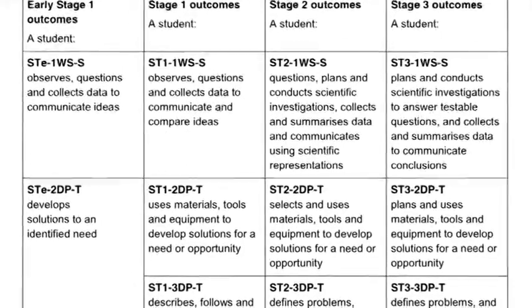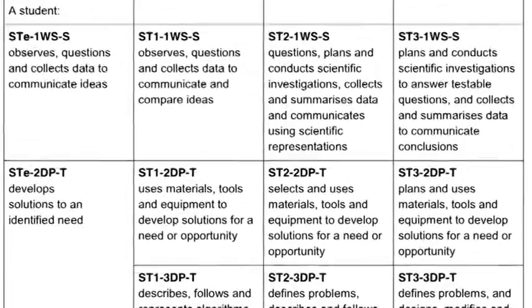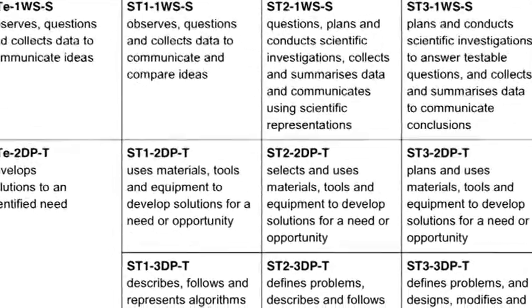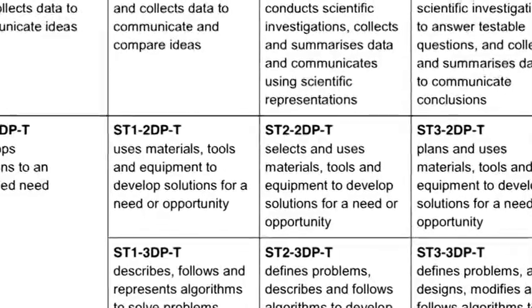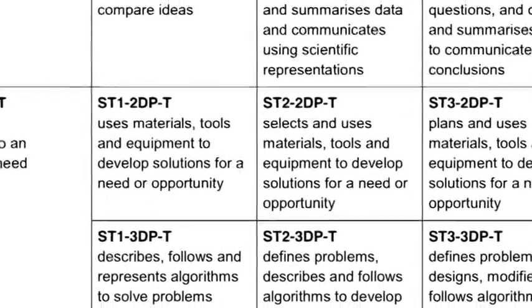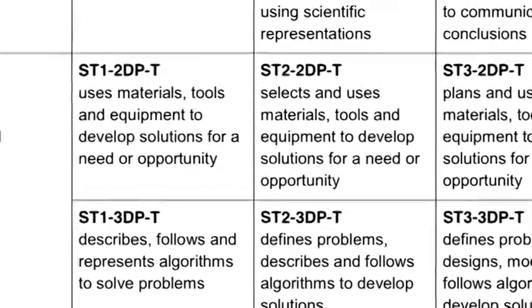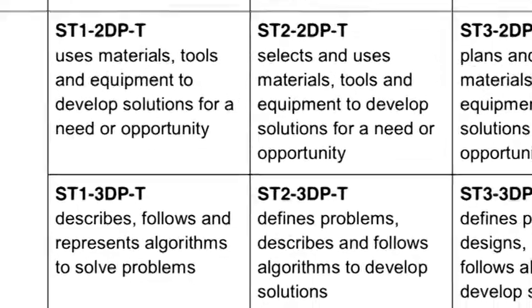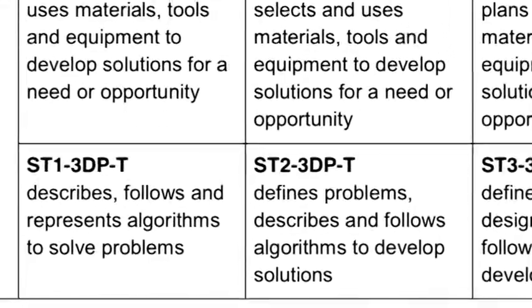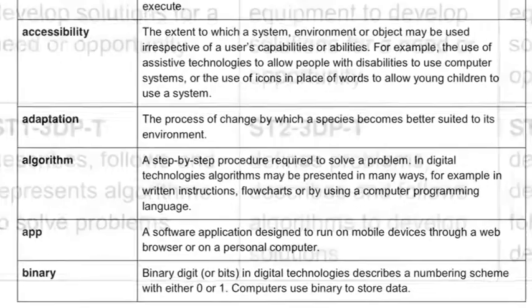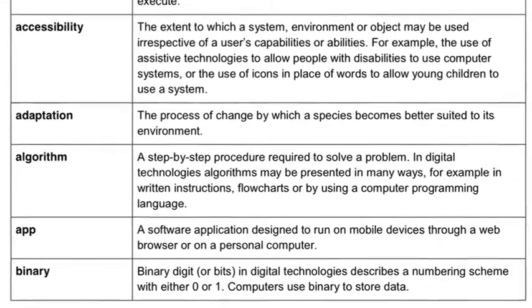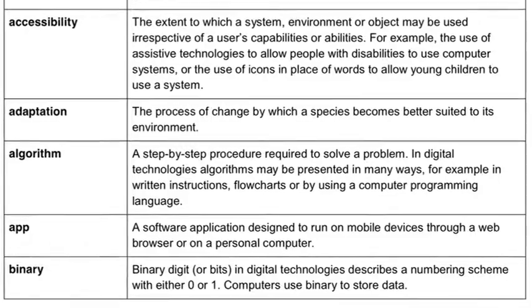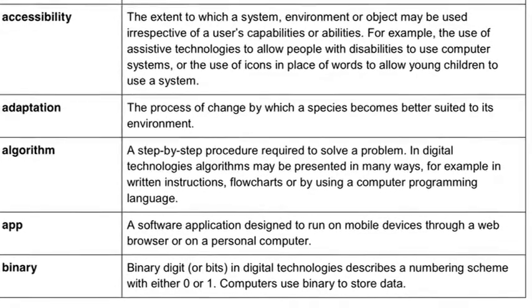Looking at the syllabus, this is on page 16. Our focus today is on design and production of digital solutions. In stage 2, for example, a student must define problems and describe and follow algorithms to develop solutions. Now we need to look at exactly what is meant by an algorithm and to get students using computational thinking.